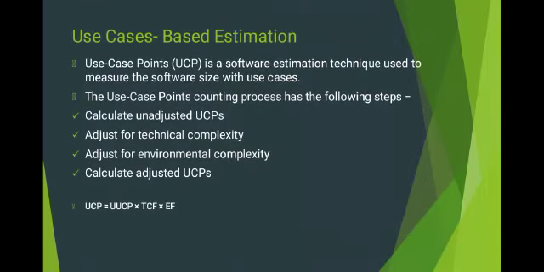What is use case based estimation? Use case points is a software estimation technique used to measure software size with use cases. The use case points counting process has the following steps. Calculate unadjusted use case points, then adjust for technical complexity, adjust for environment complexity, and calculate adjusted use case points. Then use case points equal unadjusted use case points times technical complexity times environment complexity.